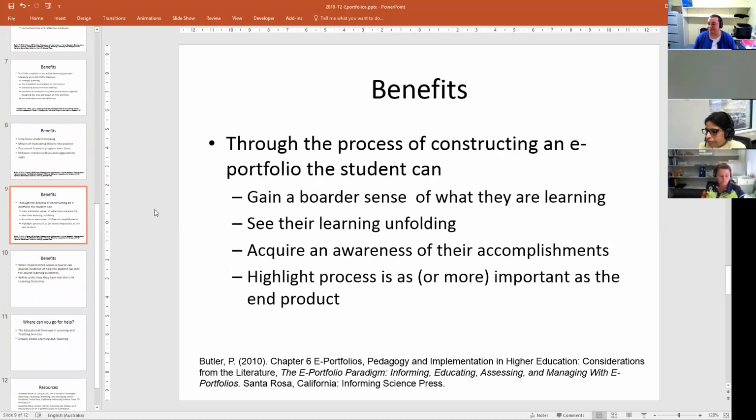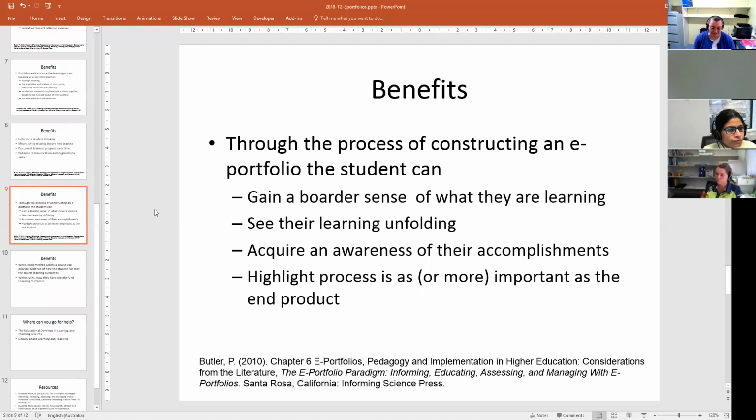All right, next. So throughout the process of constructing a portfolio, they can gain a broader sense of what they're learning. So if, say, pick on health, actually I might pick on the accident and forensics guys instead. If they're learning about how to use different tools in an accident situation for gathering evidence, all of those sorts of things, they can see how each of these pieces come together to form a big picture of the whole. They can see their own learning unfolding.